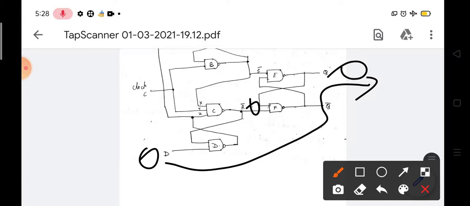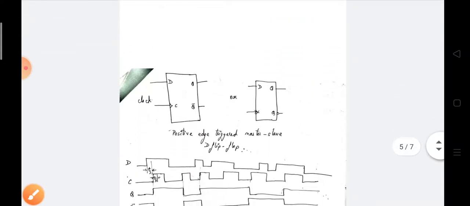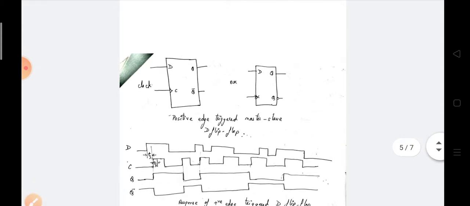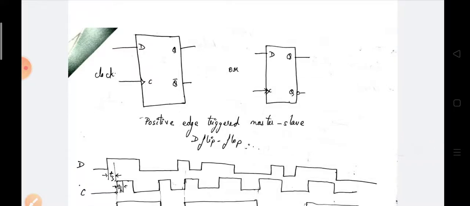Okay, and during the other periods, between the positive and negative edges, any changes in the inputs are ignored. Depending on this we'll see the waveforms. The function table we have already seen. Now see the other representation I have shown you, the positive edge triggered master slave D flip flop.